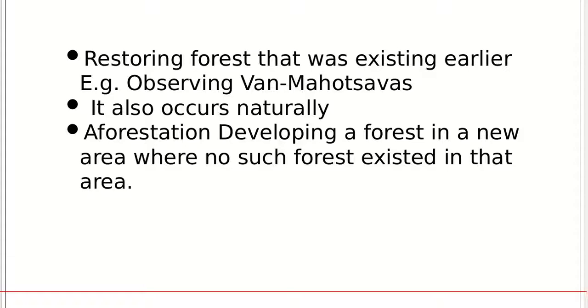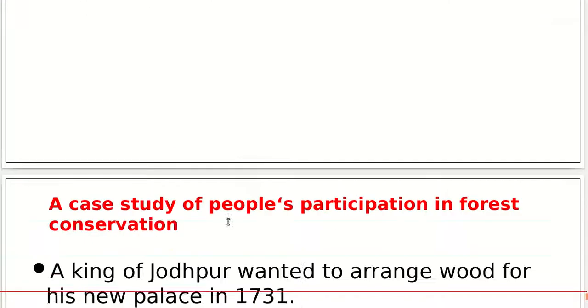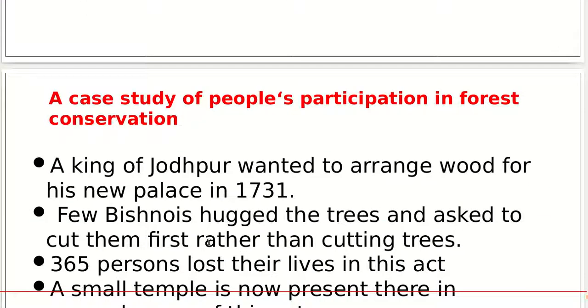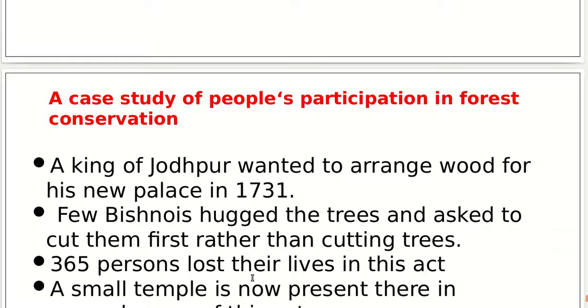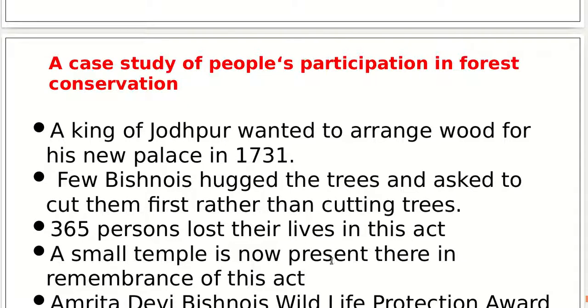Afforestation is the formation of a forest in a new area where no such forest existed, and this is termed the afforestation process. A case study of people's participation in forest conservation was taken up. The king of Jodhpur wanted to arrange wood for his new palace in 1731. A few of the Bishnois hugged the trees and asked that they be cut first rather than cutting the trees. 365 people lost their lives in this act of hugging the trees. A small temple is now present there in remembrance of this act.